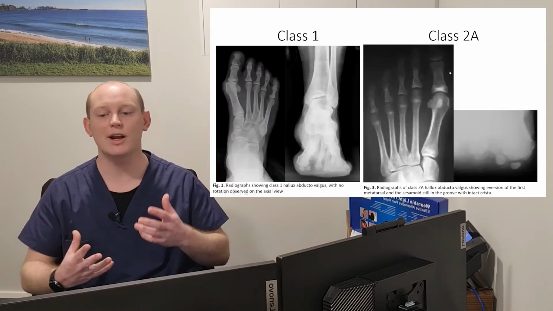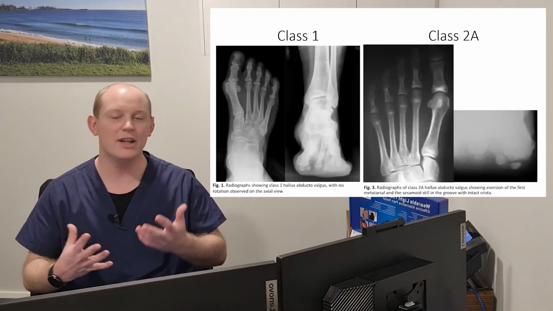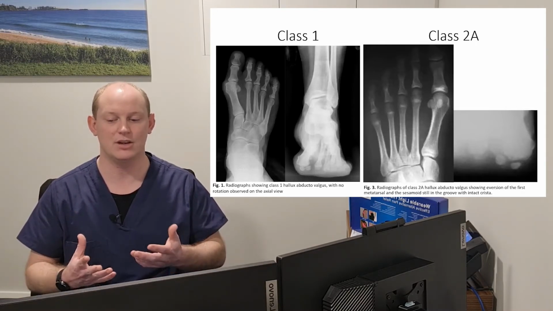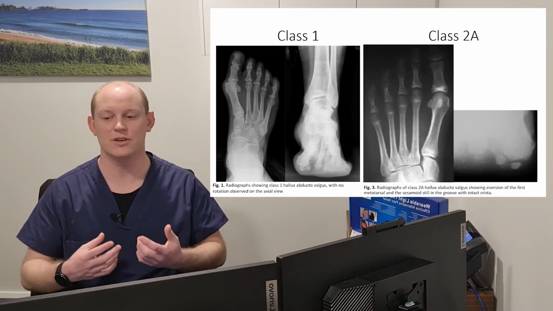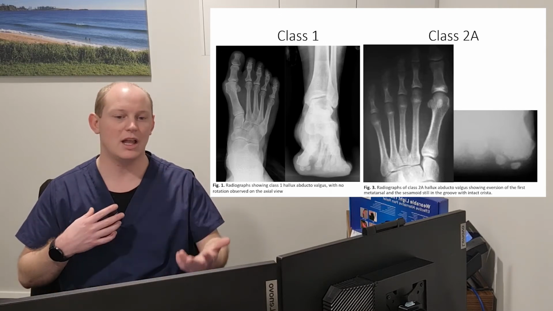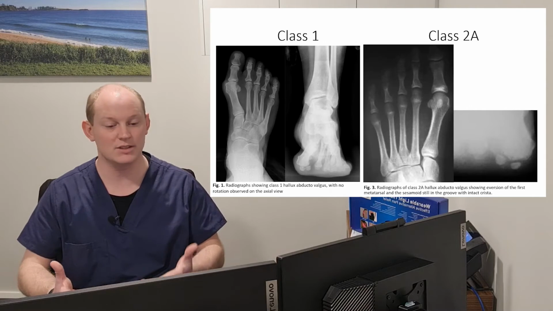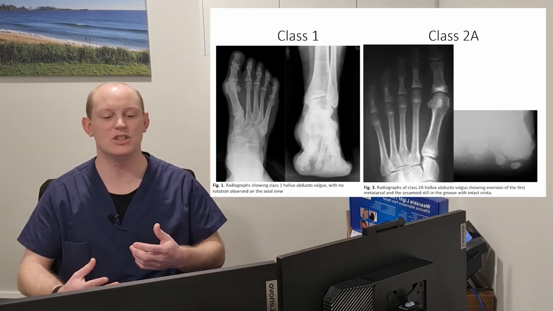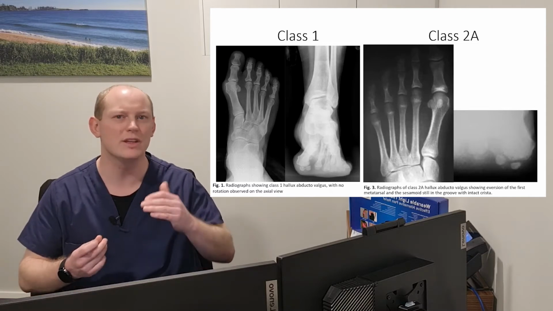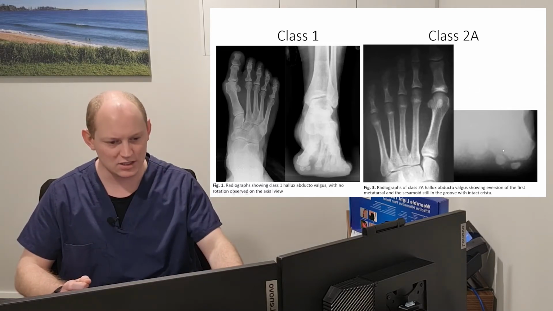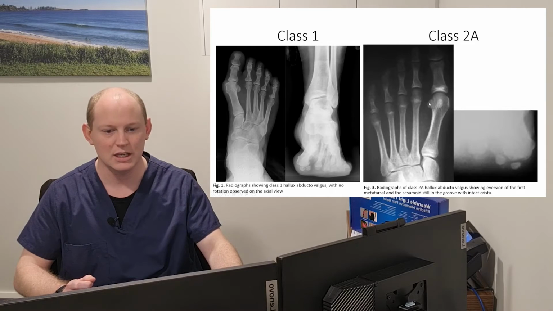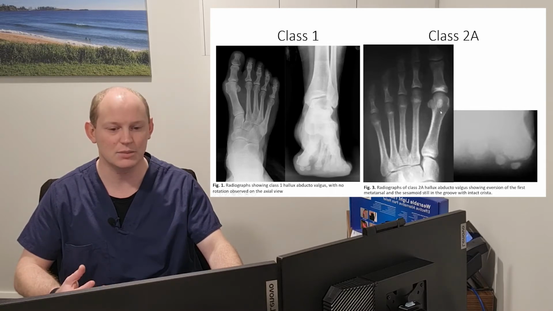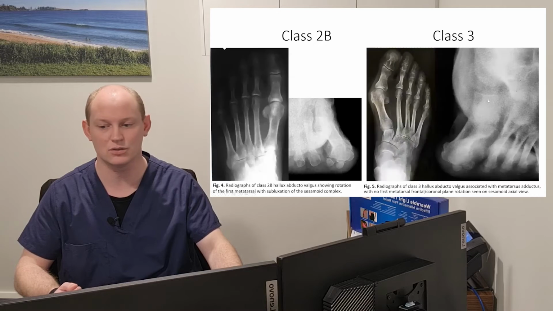So we can see through our class 1 here that the radiographs show no rotation observed on the axial view, whereas in class 2A the radiographs show eversion of the first metatarsal and the sesamoids still within their grooves, intact within that crista underneath. Just so that everyone gets an idea, these are the sesamoid grooves, with the sesamoids obviously being here. You can see that they're potentially subluxed, but still within that groove.